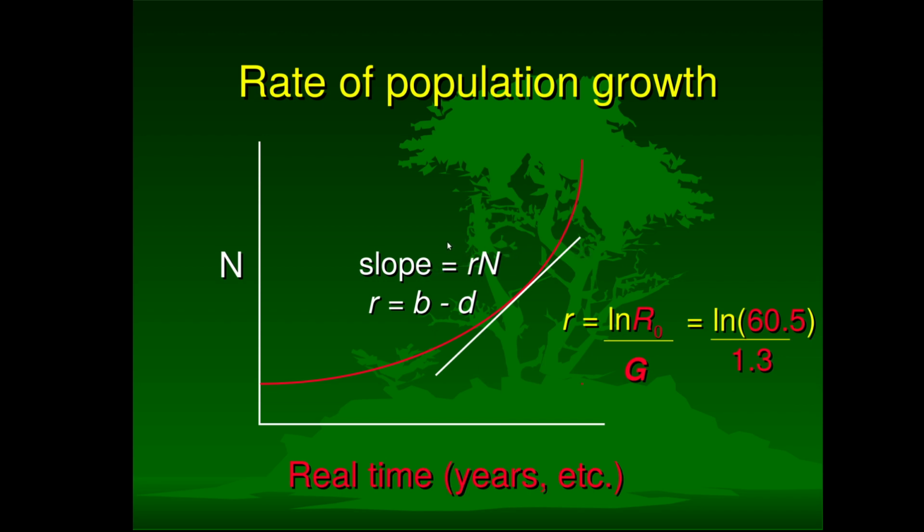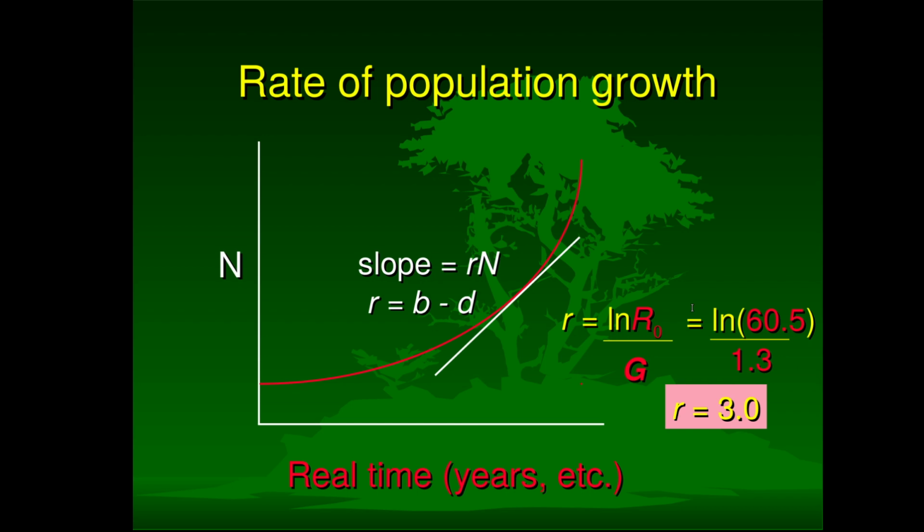So we divide the natural log of lambda, of the net reproductive rate, divide that by the generation time, 1.3 months, and we get a little r of 3 per month, per individual, per capita. Per capita instantaneous rate of increase. Three females per female every time unit, which is every month.